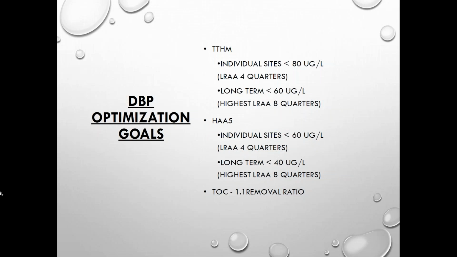The regulations require a 1 TOC, total organic carbon removal ratio, but optimization goes beyond that and wants an additional 10% removal, so we ask for a 1.1 removal ratio for TOC to meet those optimized goals. Next slide, please.